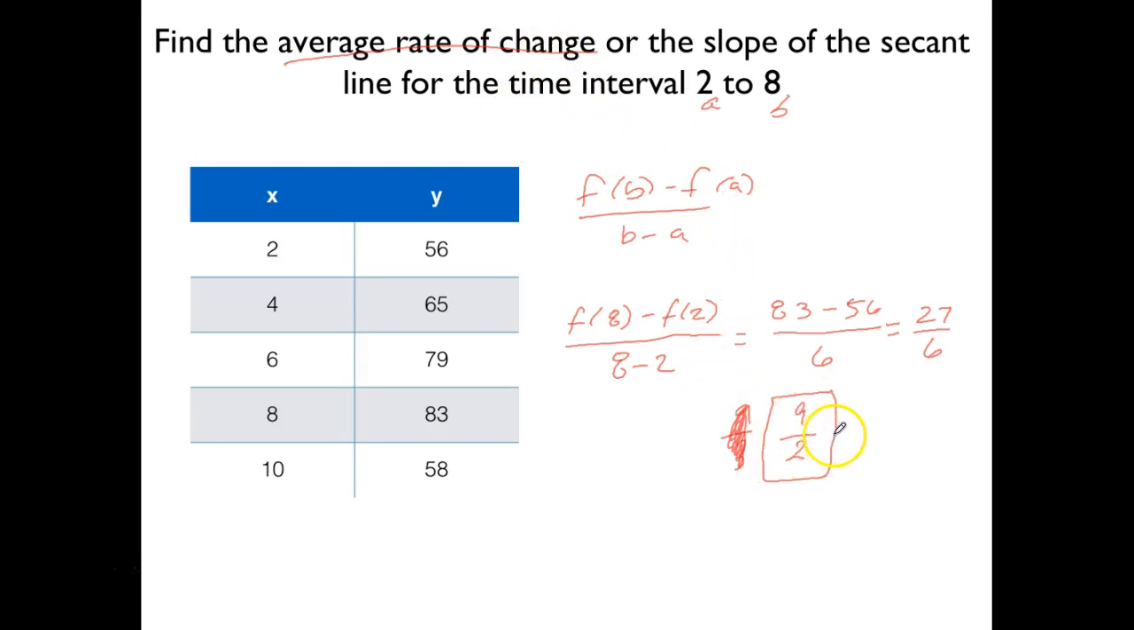or the slope of a secant line, or an estimate for the instantaneous rate of change for some value in between 2 and 8, yeah? Those are 3 ways to say it. Okay, and that's everything for this one.